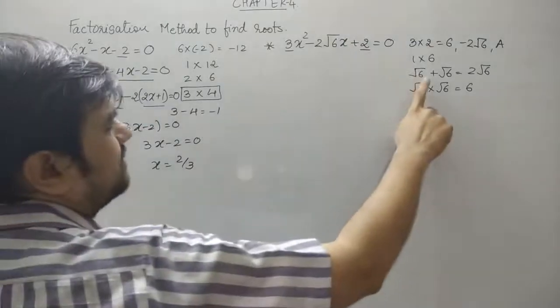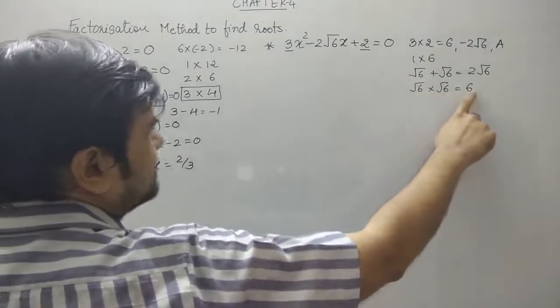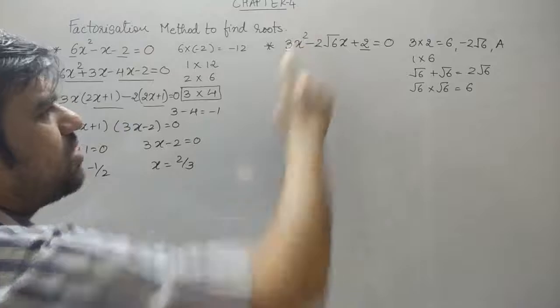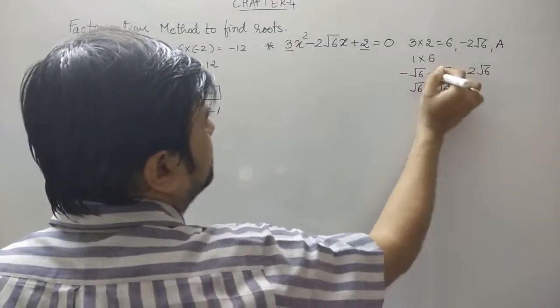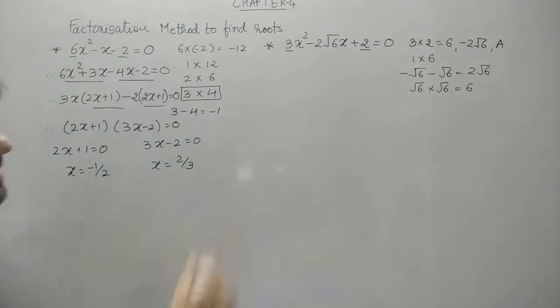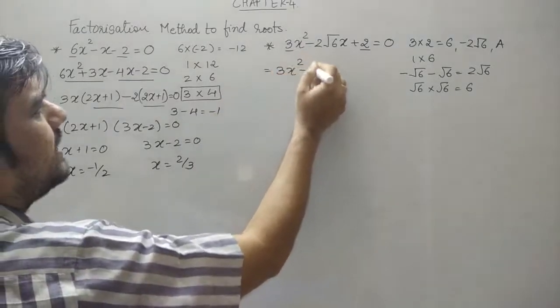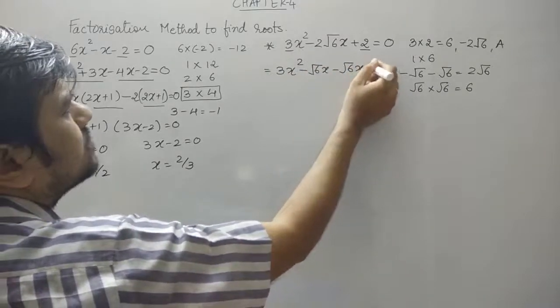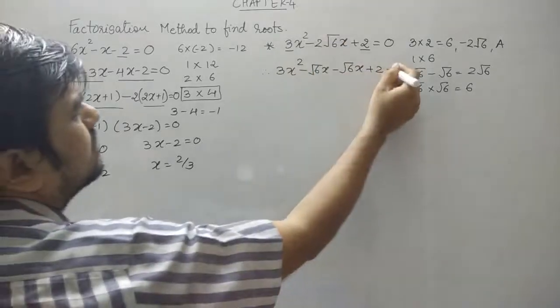To obtain irrational numbers, what have I done? I have multiplied root 6 with root 6, so I will get 6, and the sum of these two is 2 root 6. But in the question we have to obtain minus 2 root 6, so I just have to change the sign of both the terms. So this is how we will obtain it. Now let's see what it becomes. 3x square minus root 6x minus root 6x plus 2 equals 0. So you can see here I have split the middle term.